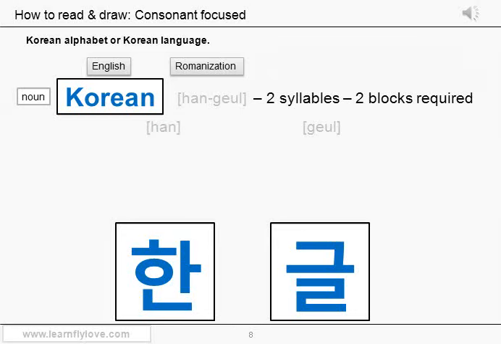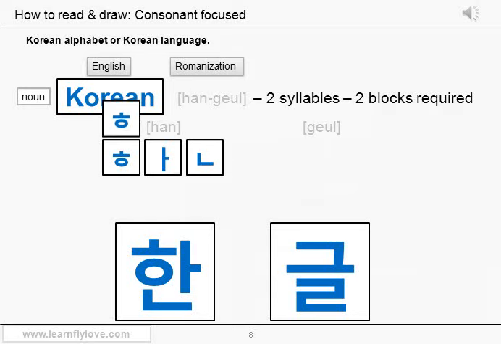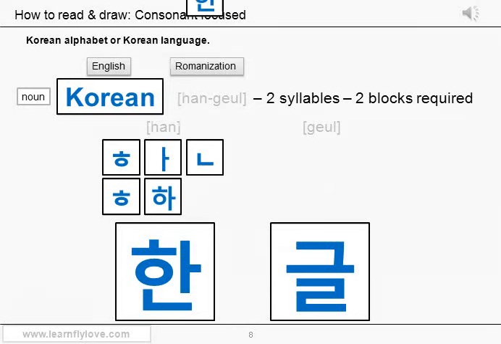H-A-N. H is equivalent to the consonant hyut, which sounds h, h. A is equivalent to the vowel a. N is equivalent to the consonant nun, which sounds n. So it's h, ha, han, han.